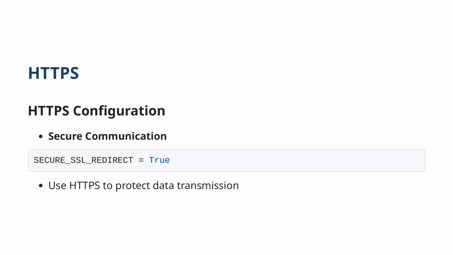To ensure the security of data transmission, it's essential to configure your application to use HTTPS. HTTPS, or Hypertext Transfer Protocol Secure, provides a secure communication channel between the client and the server by encrypting the data transferred. To enforce the use of HTTPS in your application, you should set the SECURE_SSL_REDIRECT setting to True. This setting ensures that all HTTP requests are redirected to HTTPS, thereby preventing any unencrypted communication. By using HTTPS, you protect sensitive data such as personal information, authentication credentials, and other confidential information from being intercepted by attackers. Implementing HTTPS is a crucial step in building a robust security posture for your web application.